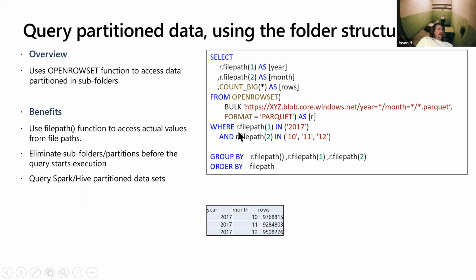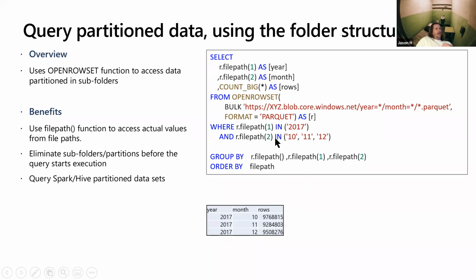And so if I say the rowset is this, and it's defined as r, and I say r.filepath1, that's saying give me this wildcard, and it's saying the value is 2017. So what that would look like is year equals 2017. So it's just going to filter me to 2017, and then filepath 2 is going to be the second wildcard, and it's going to say give me the months October, November, and December, and there you have it, right? So if this had folders for 2018, 2019, 2020, it's not even going to look in those folders, right?